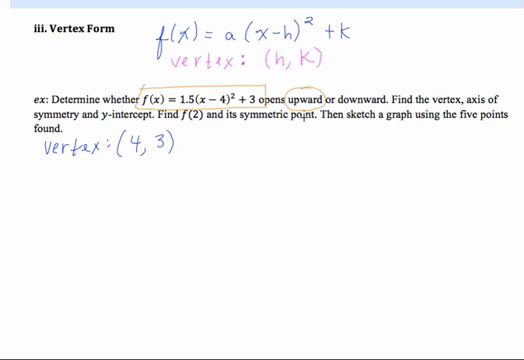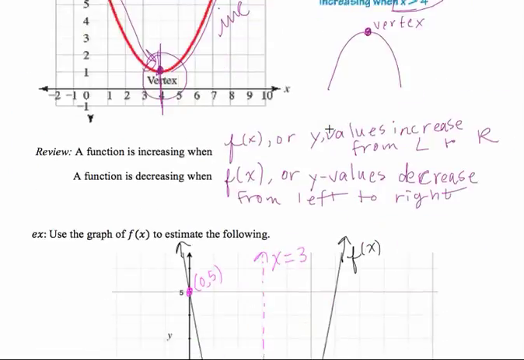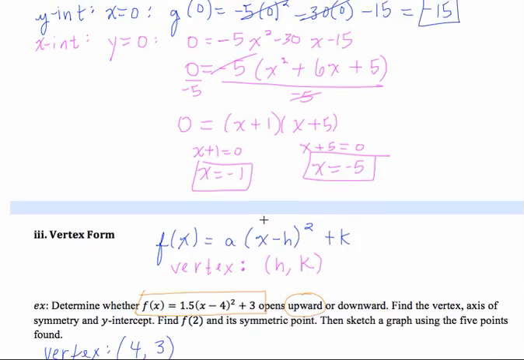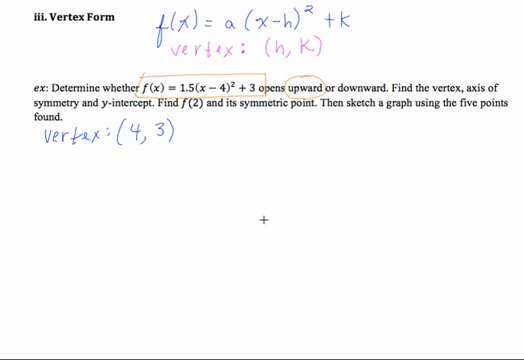So the axis of symmetry, that's that line that goes right through the middle. Go back to the beginning here. That's this line right here. In this case, it was x equals 3. It's always x equals whatever the x coordinate of the vertex is, because it's always going to go right through that middle. So in this example, the axis of symmetry is going to be the vertical line at x equals 4, because it's the same x coordinate as the vertex. And the y-intercept, that's pretty easy to find. Let's find the y-intercept. We set x equal to 0.